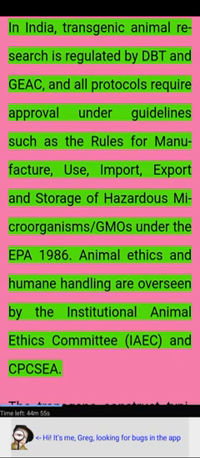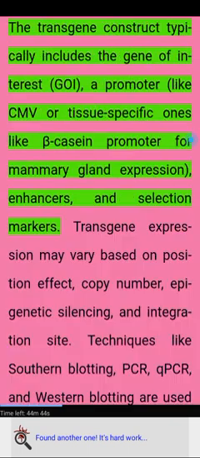In India, transgenic animal research is regulated by DBT and GEAC, and all protocols require approval under guidelines such as the Rules for Manufacture, Use, Import, Export and Storage of Hazardous Microorganisms (GMOs) under the EPA 1986. Animal ethics and humane handling are overseen by the Institutional Animal Ethics Committee (IAEC) and CPCSEA.